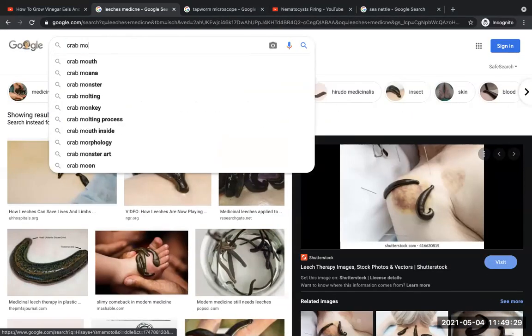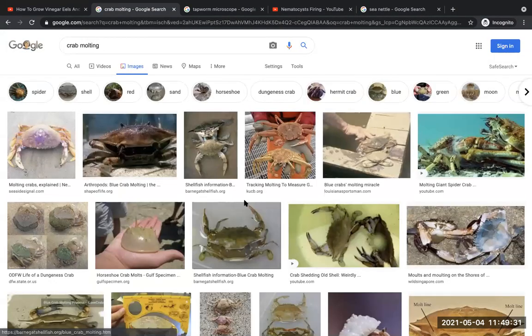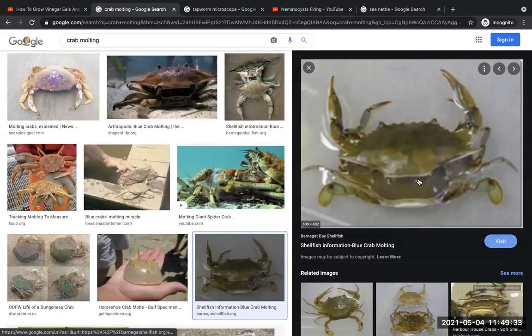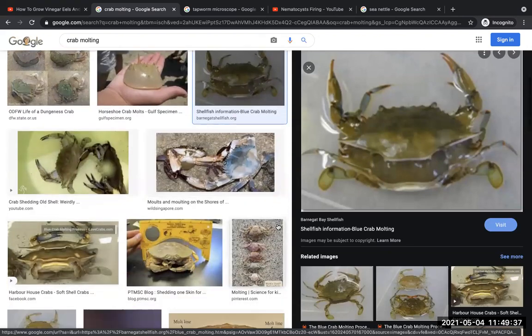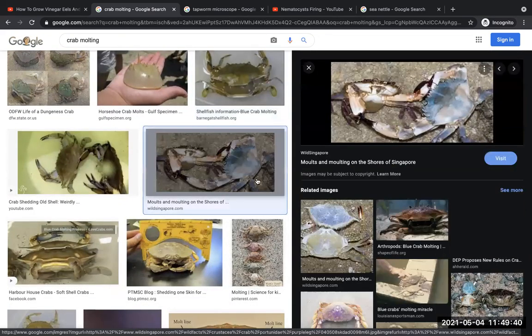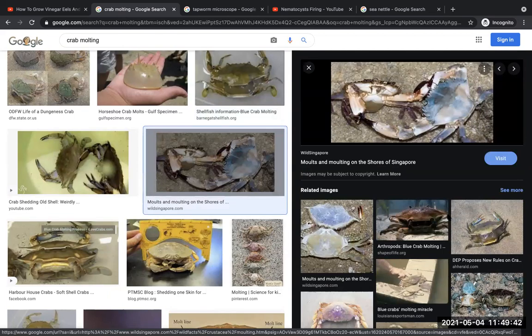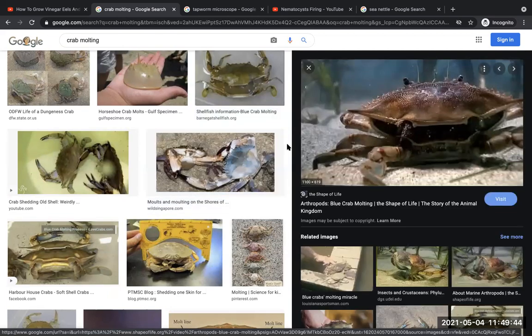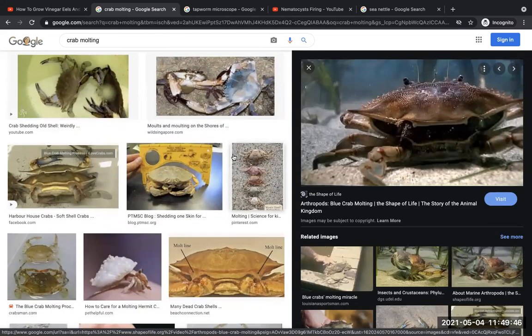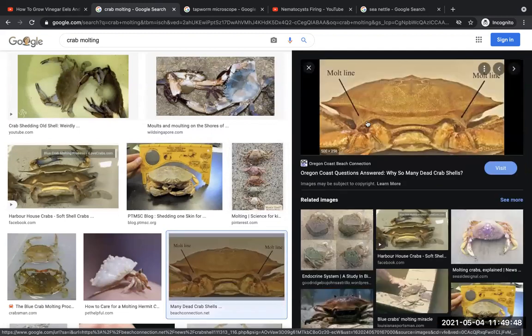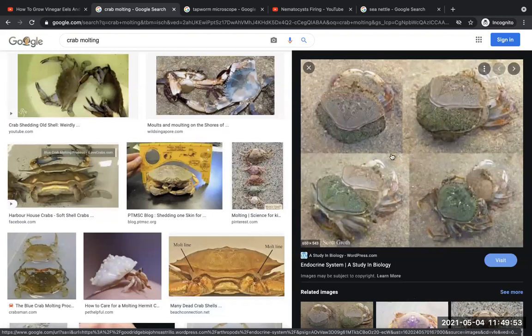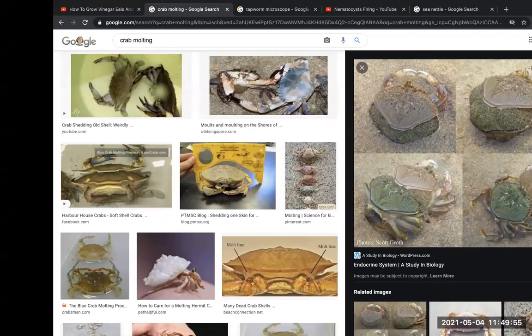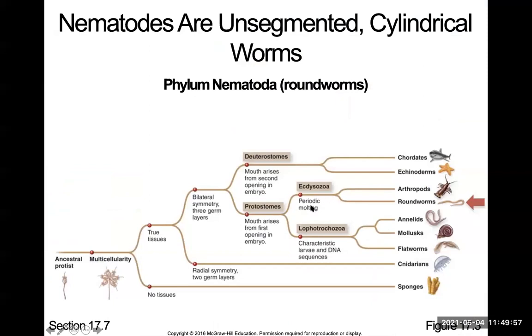So, crab molting. Here the crab is molting, it's leaving its old shell, and the new shell is going to be softer, but with water it's going to get hard over time. But that's molting. Here's a blue crab molting. Another one. So that's called molting. They molt. Another picture. So these ones are going to molt. So that's the unique characteristic here.